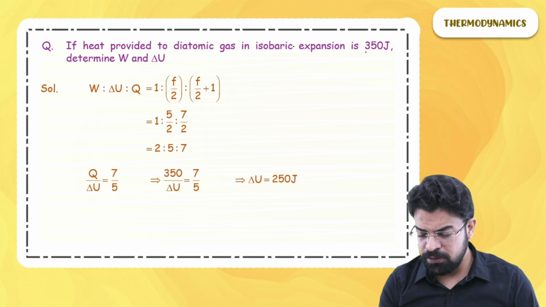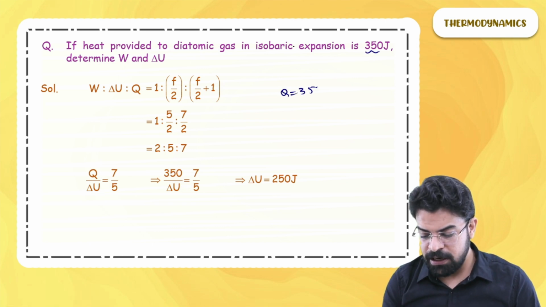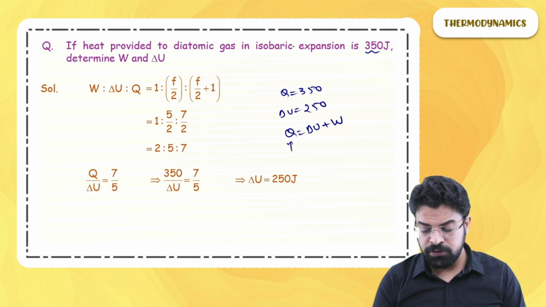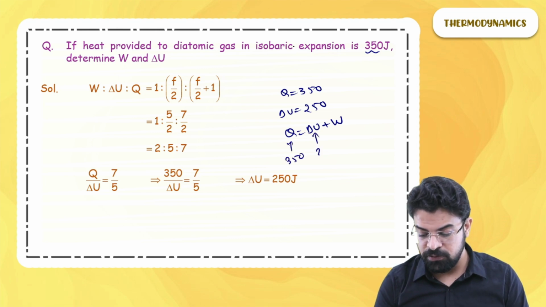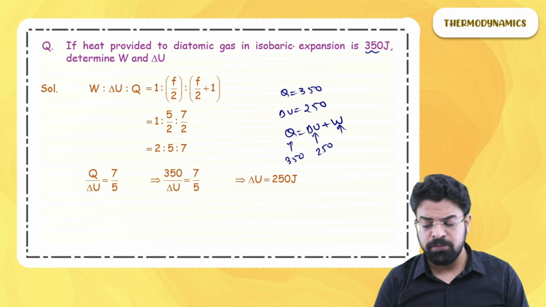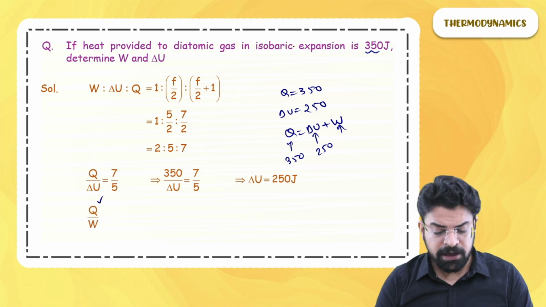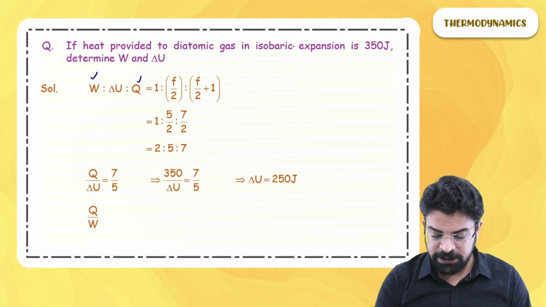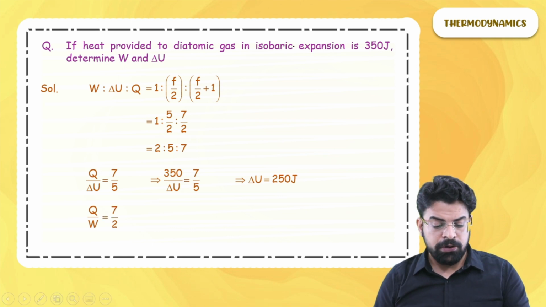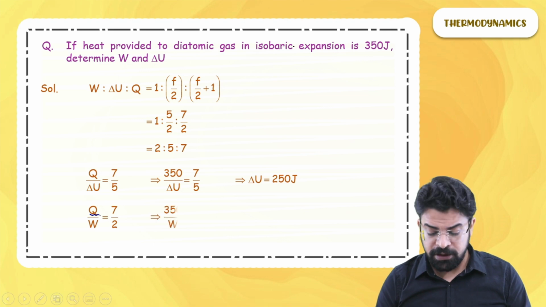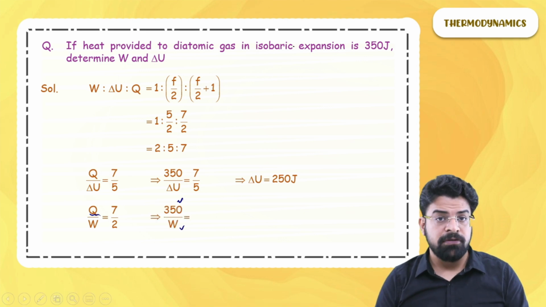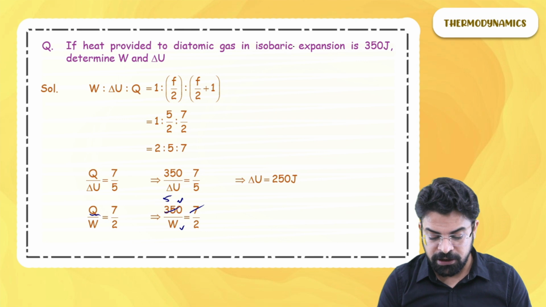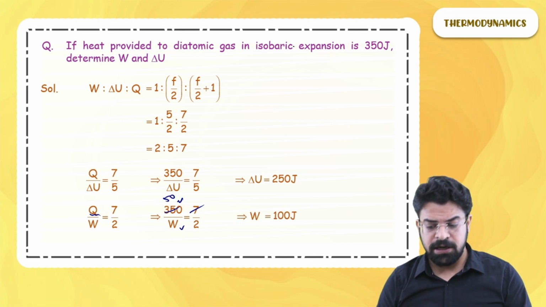Now once you know that the heat given is 350 and the change in internal energy is 250, you can even use Q equals delta U plus W to find the work done. Substitute Q as 350, delta U as 250. You will get the work done to be 100. Or you can again use the ratio. You can say Q by W has to be 7 by 2. Now you know that Q is 350. So you get 350 by work done equals 7 by 2. Again cancel out. Here you get a 50. So the work done comes out to be 100 joule.